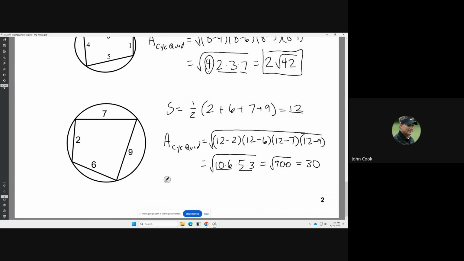Okay, so that's how you use Heron's formula and Brahmagupta's formula. Start compiling a list of your different area formulas. That way you can decide which formula to use in which situation. It makes it a lot easier for you.